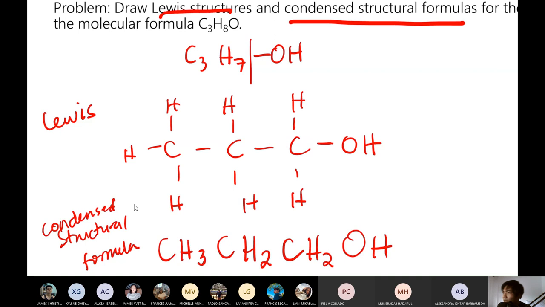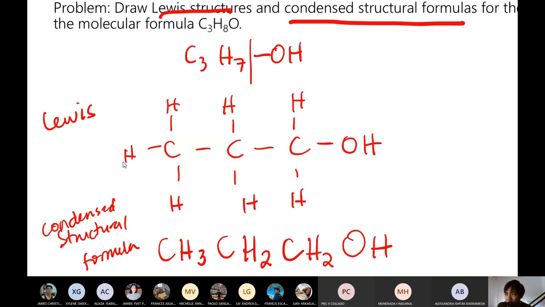So paano ulit tayo magkakagawa ng condensed structural formula out of our Lewis structure? You look at the leftmost carbon. So this is carbon, may 3 hydrogen, CH3. Another carbon, may 2 hydrogen, CH2. Another carbon, may 2 hydrogen, CH2. Then finally, OH. CH3, CH2, CH2, OH.